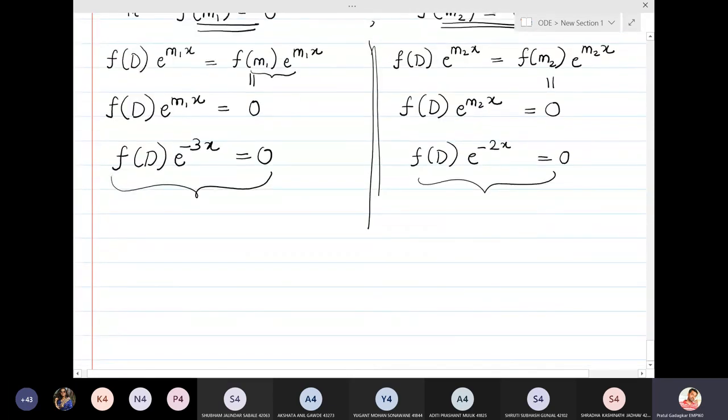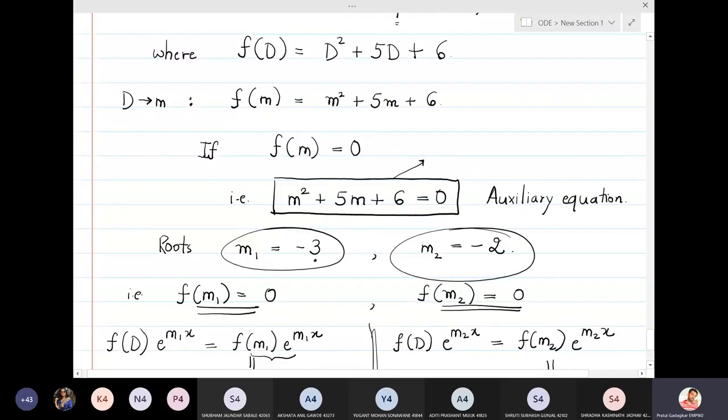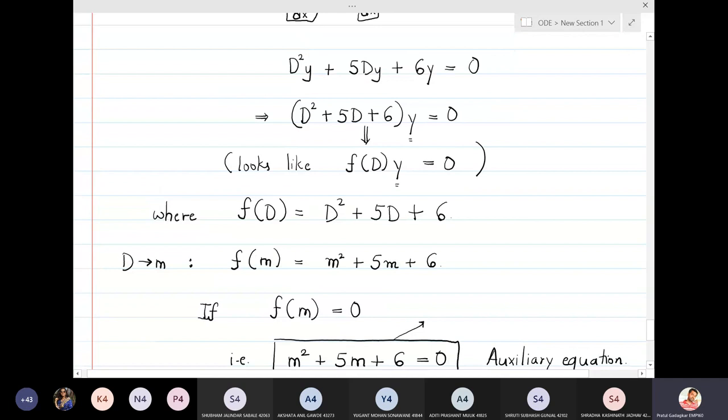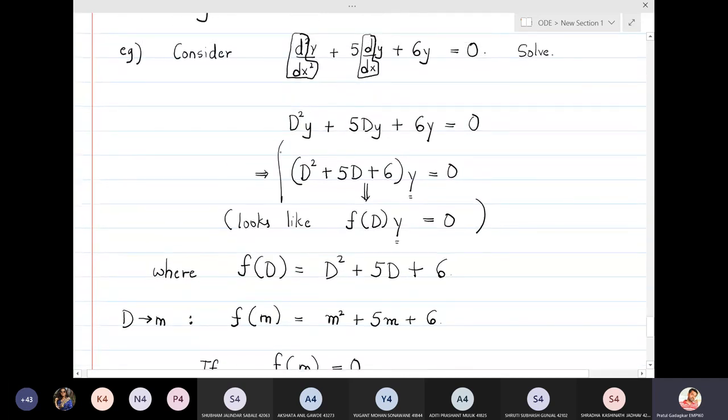So this means that (D square plus 5D plus 6) e raised to minus 3x is equal to 0, and (D square plus 5D plus 6) into e raised to minus 2x is also equal to 0. And this, if I compare with the original differential equation, what was the original differential equation? The original differential equation was this in terms of capital D, right?